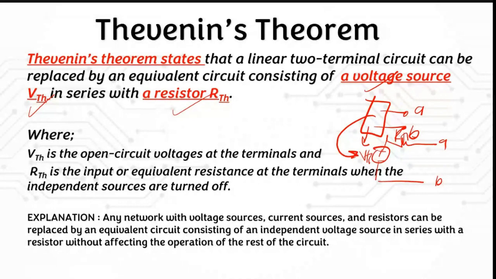All right, so when you have this equivalent circuit, it does not affect the operation of the rest of the circuit. You don't have to worry about your complex circuit. When you turn it into the Thevenin equivalent, it is not going to affect anything in the operation of your circuit.